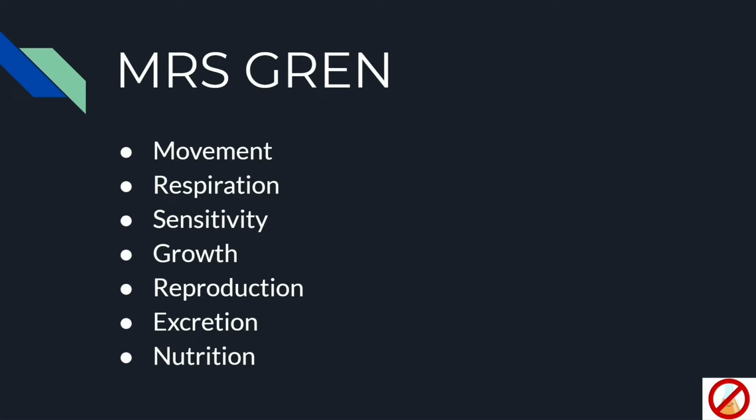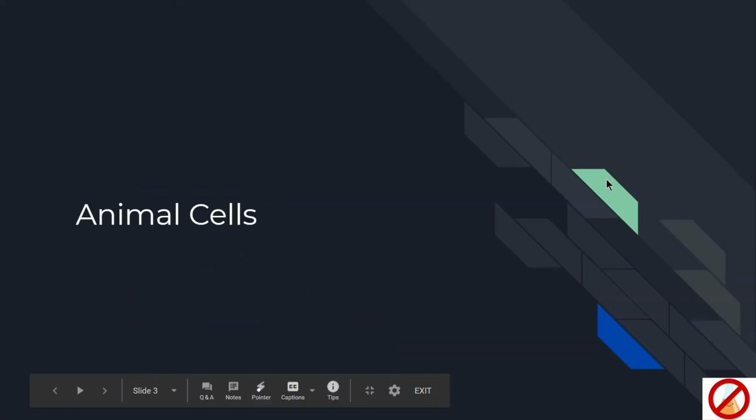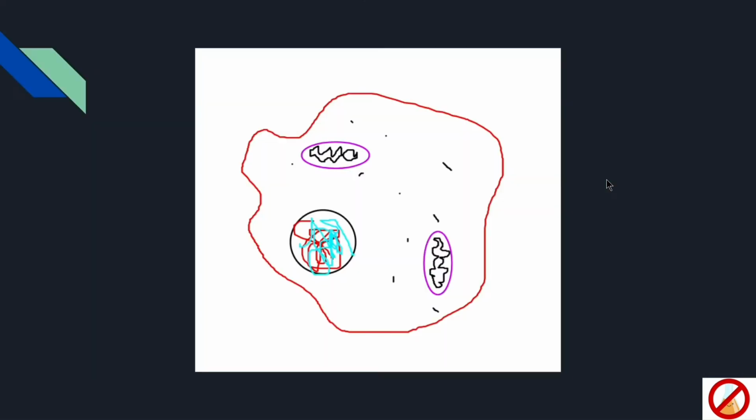So we will be looking into some of these ones in detail in order to explain why the anatomical features of the cell are like this. So we'll be looking at respiration, growth, reproduction, excretion, and nutrition just for today. And I'll be introducing 2 types of cells in this video. One will be animal cells, one will be plant cells. We'll start with animal cells because the cell structures are slightly less complicated than plant cells, which gives us a good start. So here's a diagram of an animal cell.